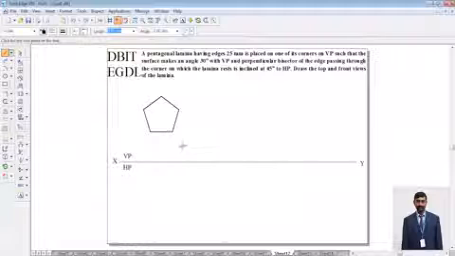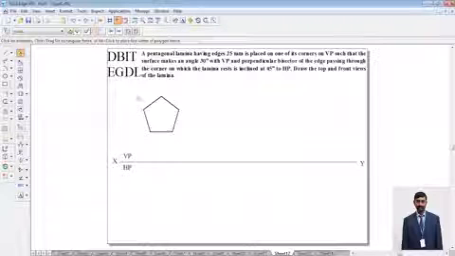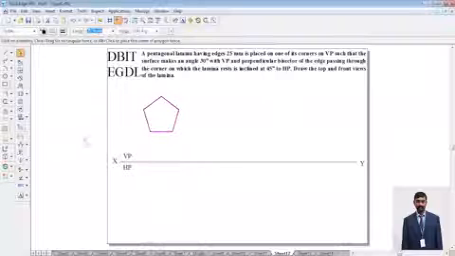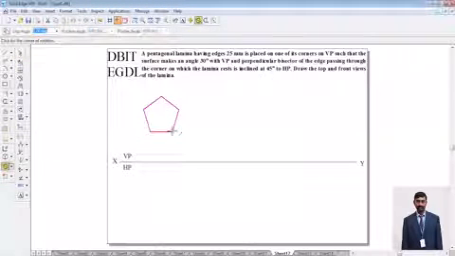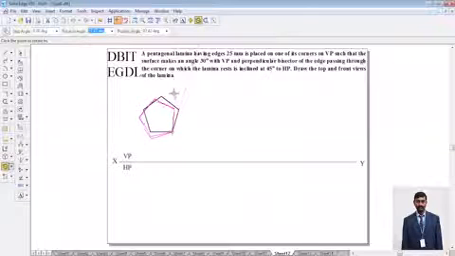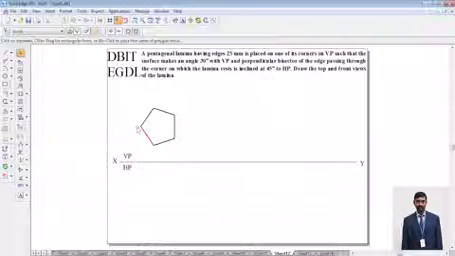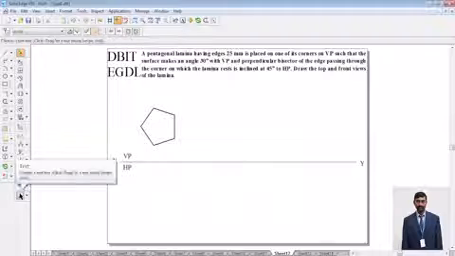So this is the pentagon where you are going to draw one of its corners resting on VP. Select this using the rotate command. You need two opposite edges, so this should be perpendicular to the XY line. So this condition satisfies that it is resting on one of its corners on VP.